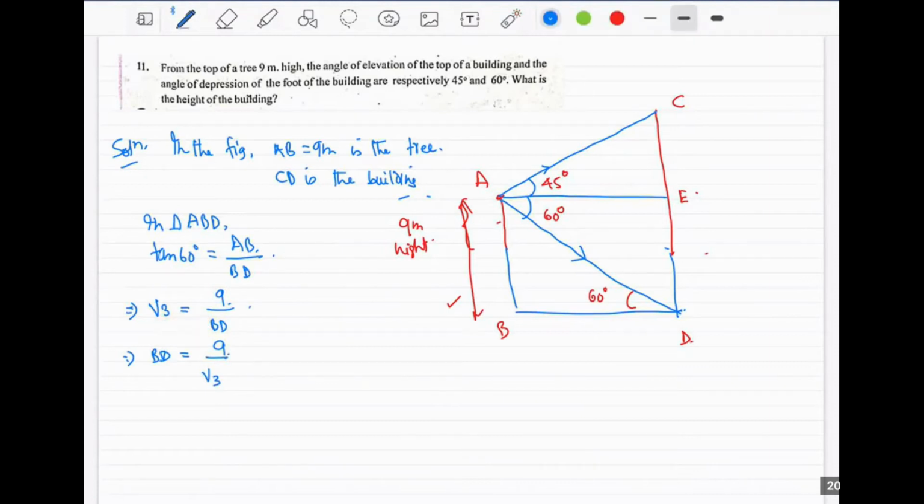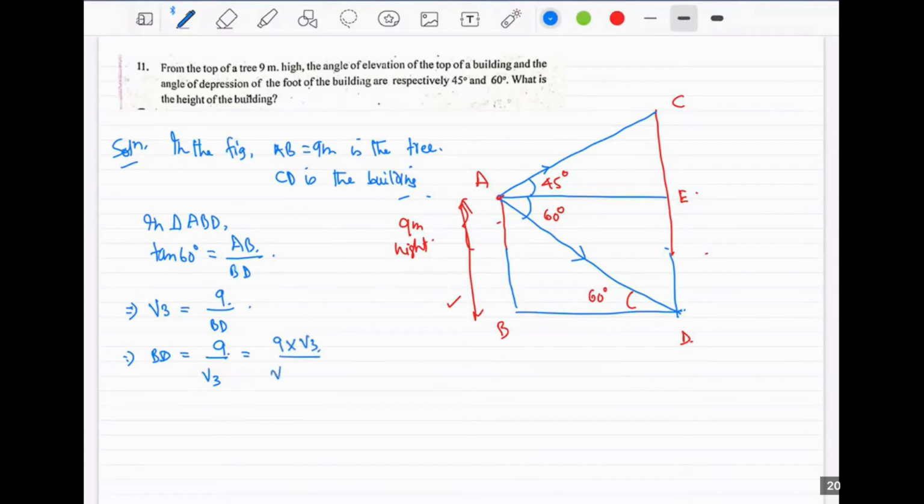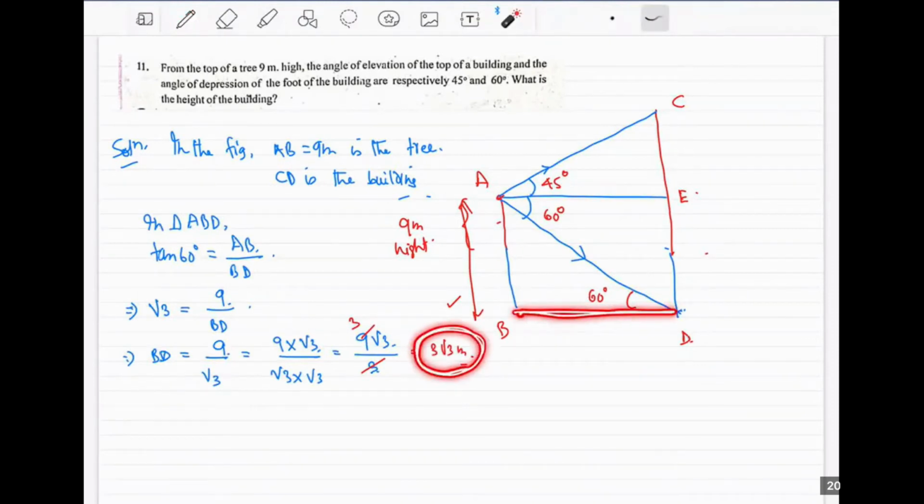Now, as I have mentioned in one of the previous questions, we don't want square roots. These are called radicals. We don't want radicals there. So in order to remove them, you have to multiply root 3 above, root 3 below. Numerator is 9 root 3. Denominator is root 3 into root 3, which will be 3. Now you can cancel them out, 3 and 9. We will have 3 here. So finally the value remaining is 3 root 3 meter. This is how long? 3 root 3 meter long.